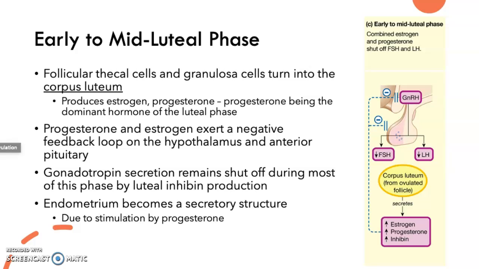So there's no GnRH, no LH, or even FSH. So there is no follicle stimulation, because these hormones are what will stimulate the follicle to grow. And the endometrium becomes a secretory structure due to the stimulation by progesterone via the corpus luteum.